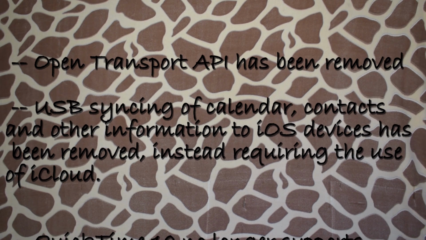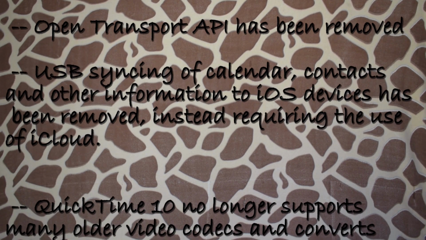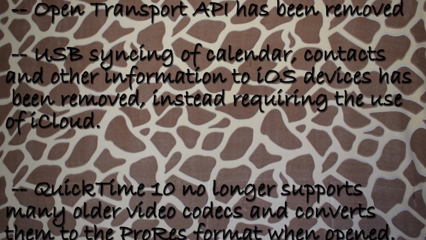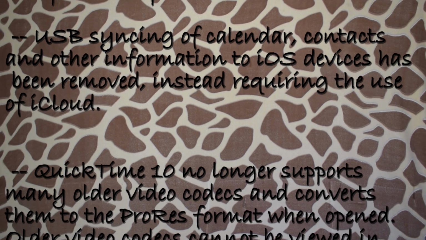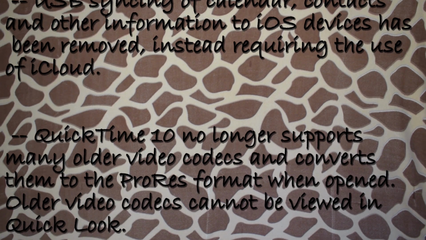And we are down to the last part of the report. I hope you are still with me. Let us read together the removed functionality. Open Transport API has been removed. USB syncing of calendars, contacts, and other information to iOS devices has been removed, instead requiring the use of iCloud.